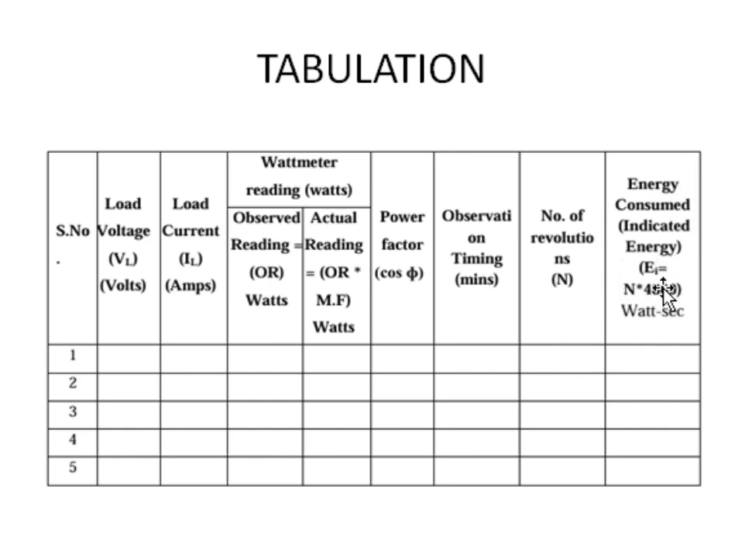So this is the energy consumed indicated: EI is equal to n into 4800, where n is the number of rotations. That value into 4800 will be noted here.